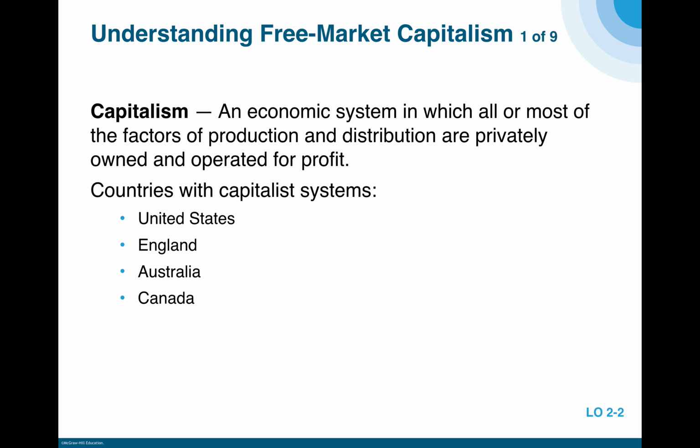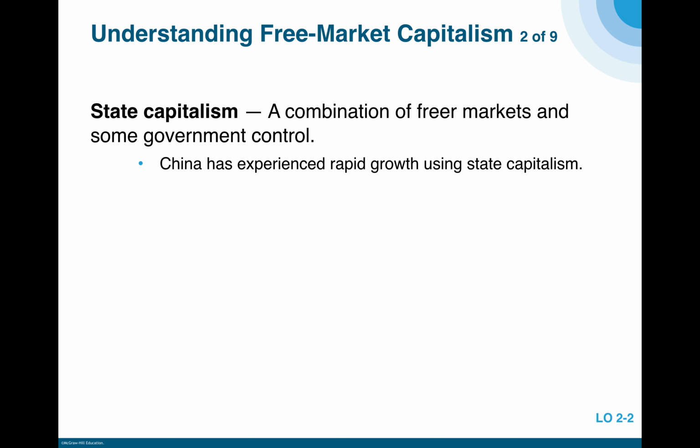So capitalism, that's something that we have here in the United States. It's an economic system in which all or most of the factors of production and distribution are privately owned and operated for profit. Countries with capitalist systems, like I said, are the United States, England, Australia, Canada. When you look at these countries, I would say they're very successful countries, and we all work with one another. We're all allies in trying to help create a free market.